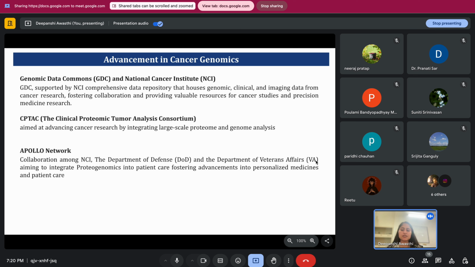Department of Veterans Affairs. They have come hand in hand to integrate proteogenomics into patient care so that personalized medicines could be designed and better healthcare facilities could come up in terms of cancer treatment. So these are all the advancements which have happened through these years in cancer genomics.